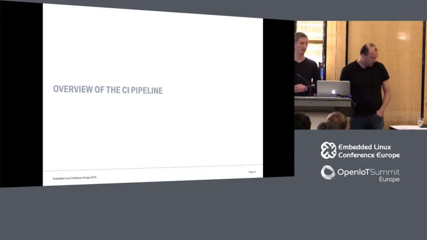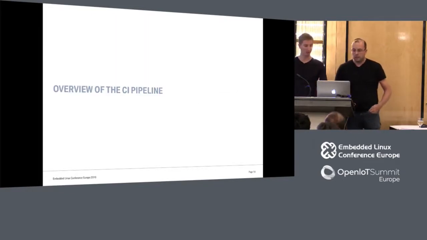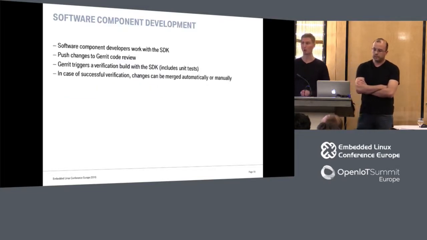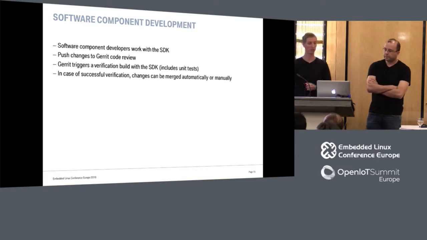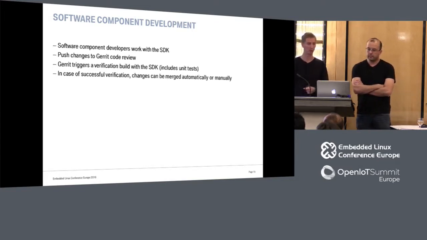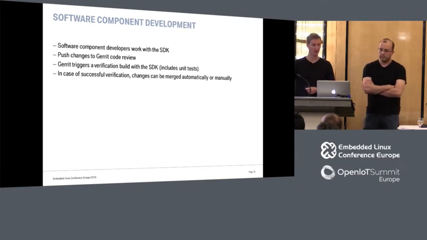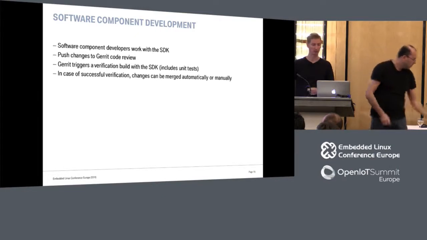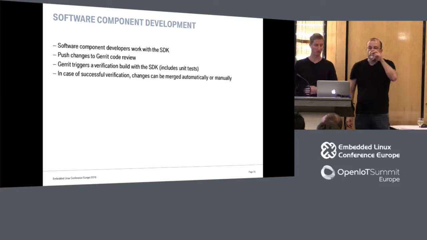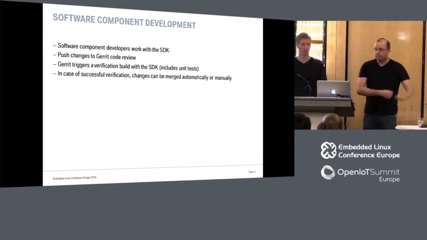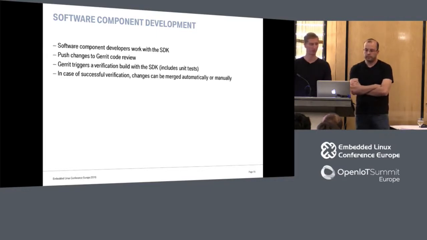Okay, so then I'll explain in a few slides our CI pipeline. For the software component builds, like I said, we compile in the SDK, and the developers work with the SDK. Then the developers push their changes to Gerrit for code review, and their peers need to review the code with a +2. And then Gerrit also triggers a verification build within the SDK in our CI environment, which also executes unit tests. In case the verification is successful, the changes can be either automatically or manually merged into the base repo of the software component, usually the master branch.